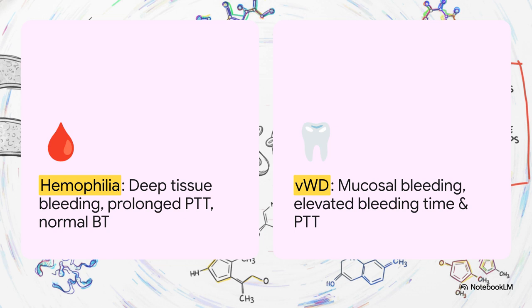On the flip side, von Willebrand disease drives mucosal platelet-type bleeding due to a qualitative or quantitative VWF defect. This elevates both the bleeding time and the PTT, and management is a totally different ballgame. You'll use desmopressin or DDAVP to force the release of stored VWF from the endothelium.